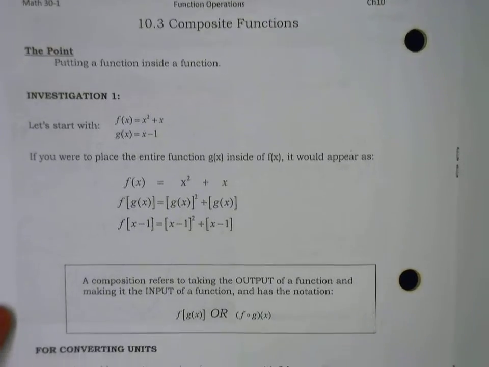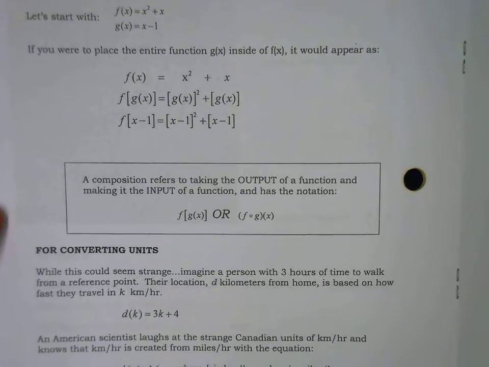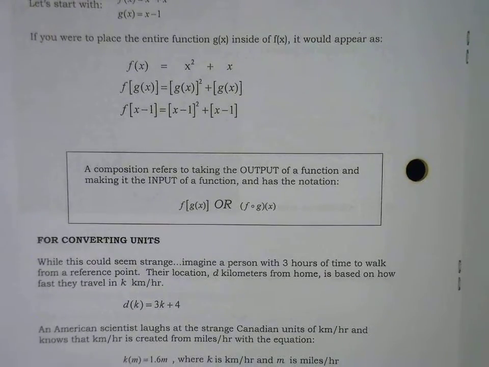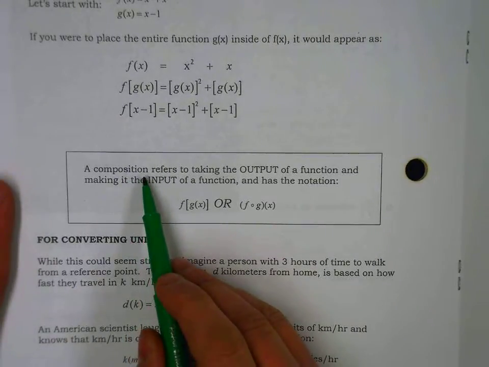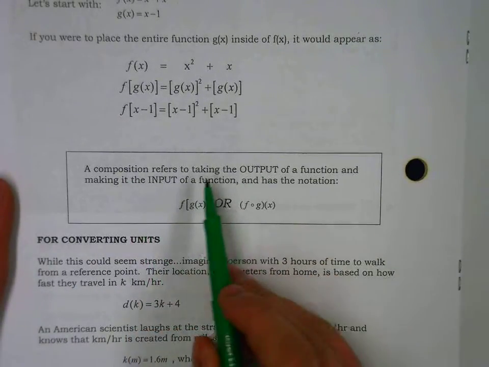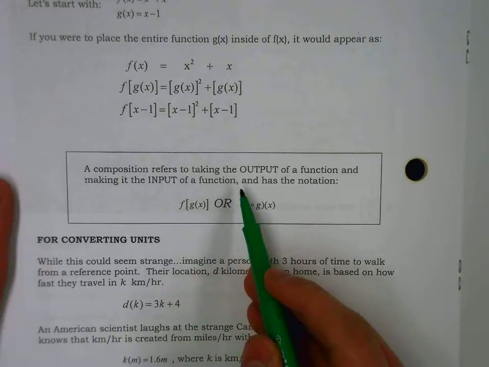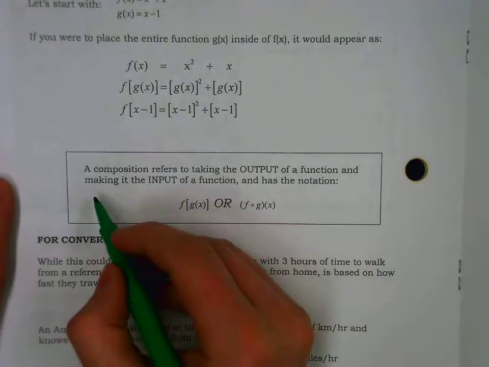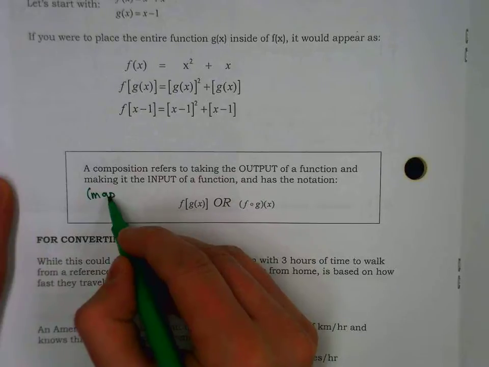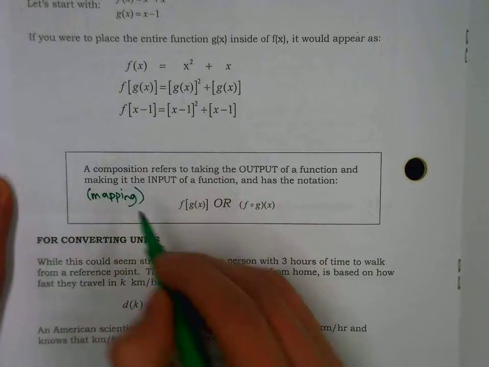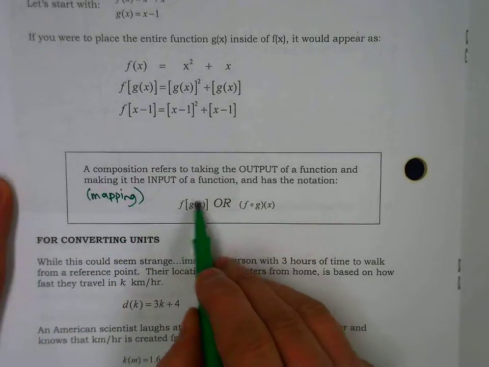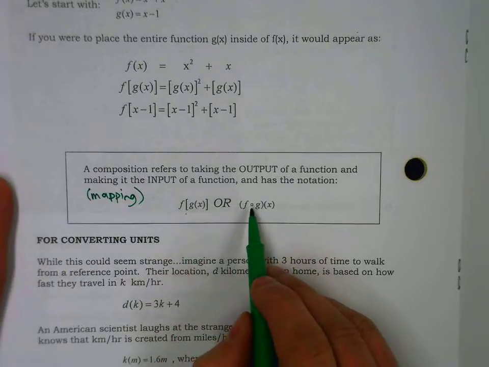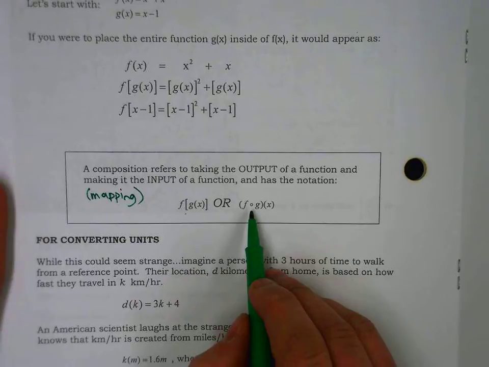The notation for this can be a little bit tricky, as we had just learned last day about the product of functions being potentially a dot. A composition refers to taking the output of a function and making it the input of a function, which we can also consider a mapping. Now the notation has a function inside of a function, but it could also look like an open circle between an f and a g.